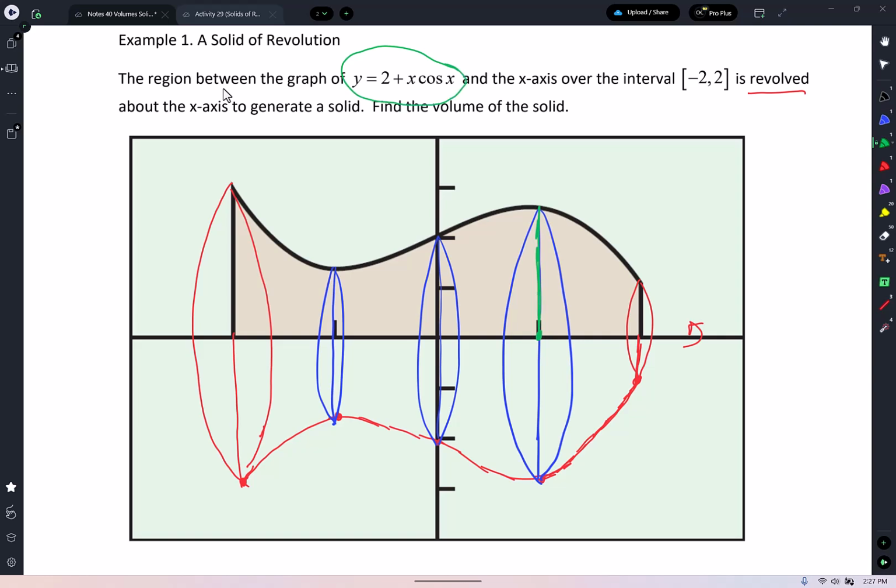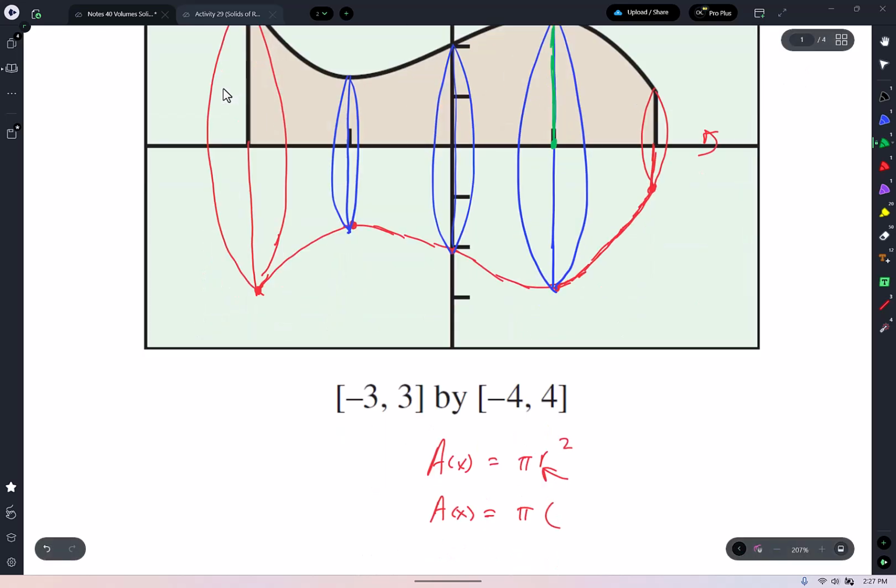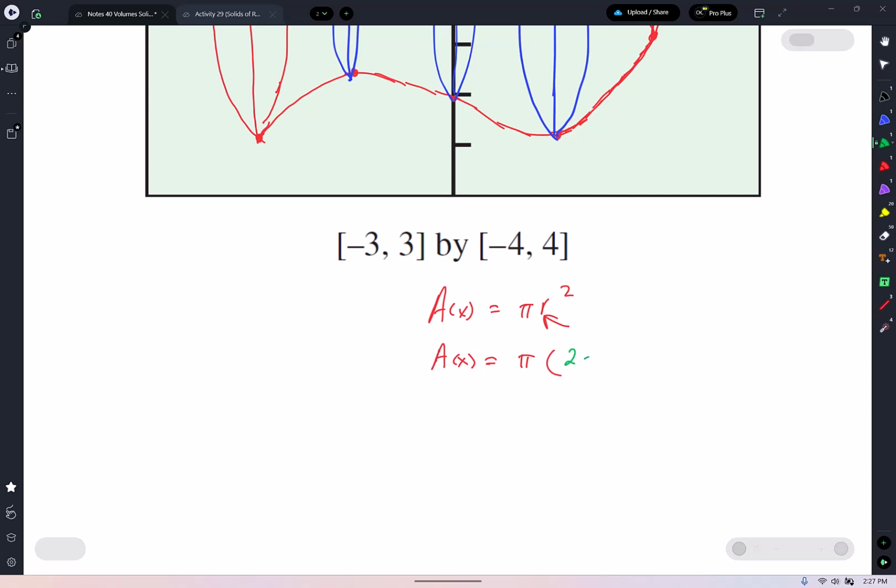What is it, guys? Yeah, 2 plus x cosine x. That will determine that r at all times. So 2 plus x cosine x, close it, and put a square on it. There is my area cross section. That is what I'm adding up an infinite amount of times. So if I want to add them up, what do I got to do? Start the letter I.